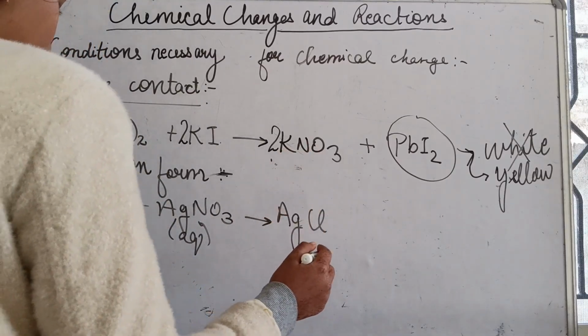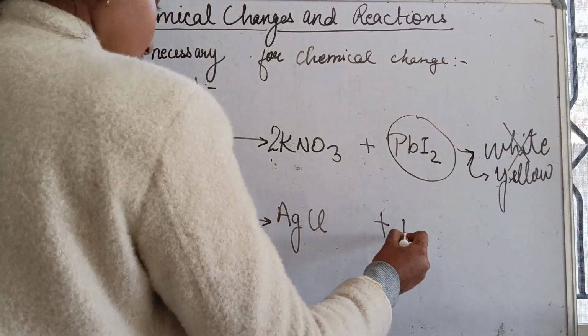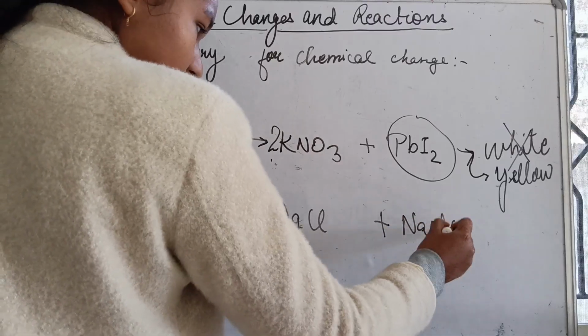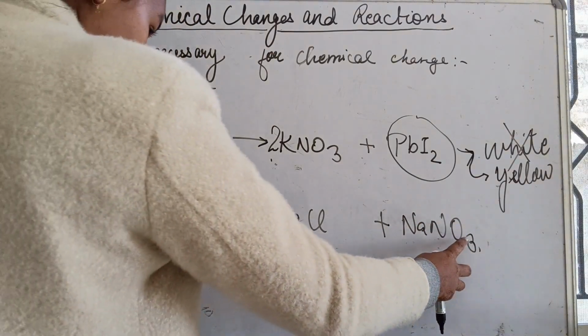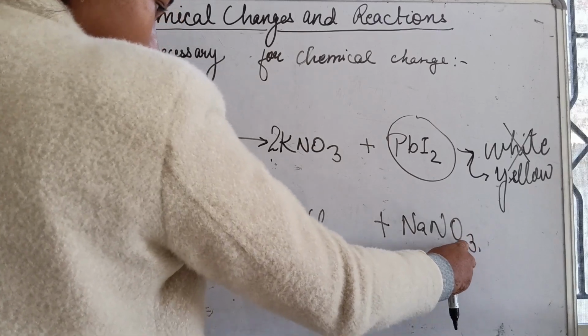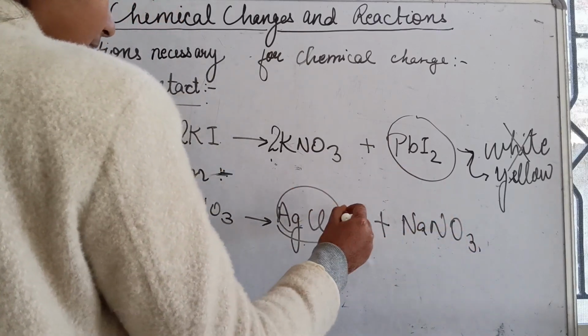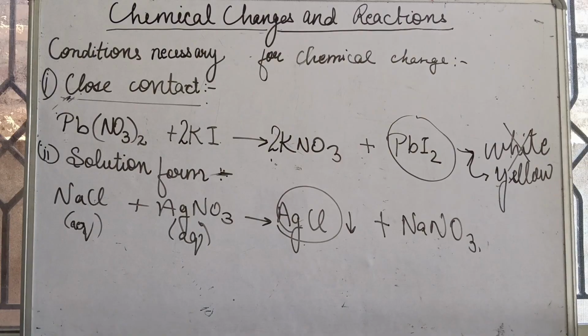AgCl and NaNO3. Now, this AgCl will be a precipitate. There is a term called precipitate, and we denote a precipitate with a downwards arrow. Precipitate means that it is in insoluble form.